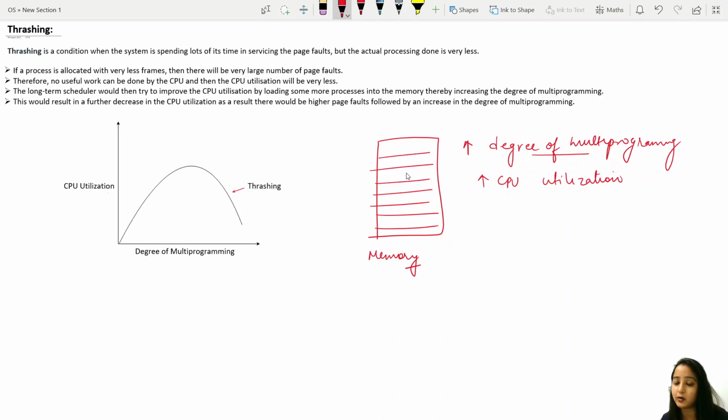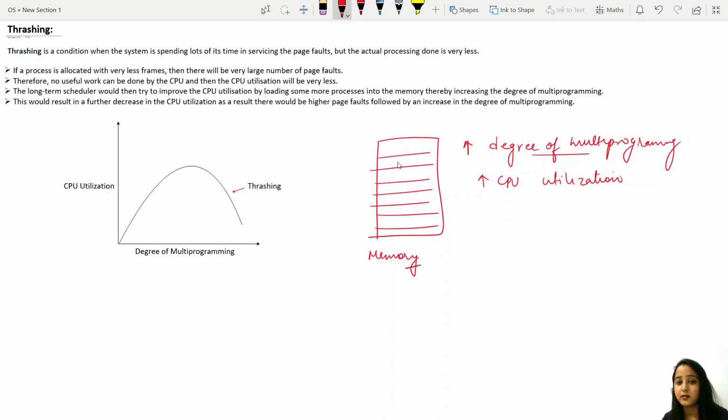I can't bring all the processes into the main memory because all the processes are initially present in the secondary memory. So we have to bring those processes into the main memory. According to how many maximum processes I can run in the main memory, the degree of multi-programming can be increased. So ultimately the CPU utilization will be better.